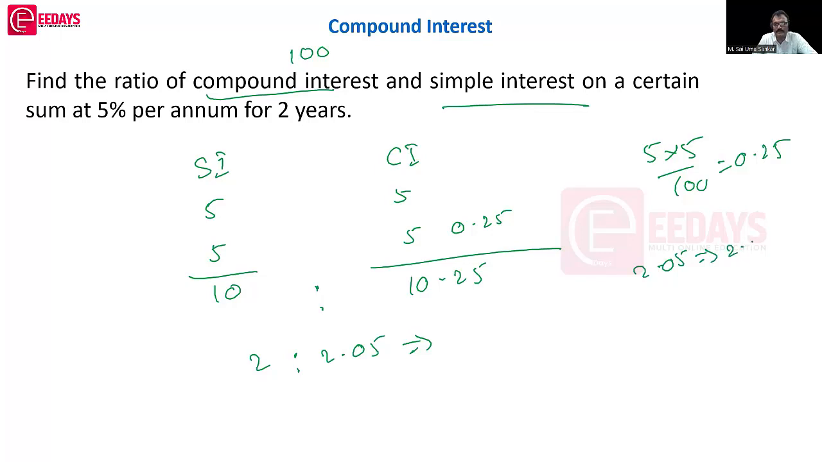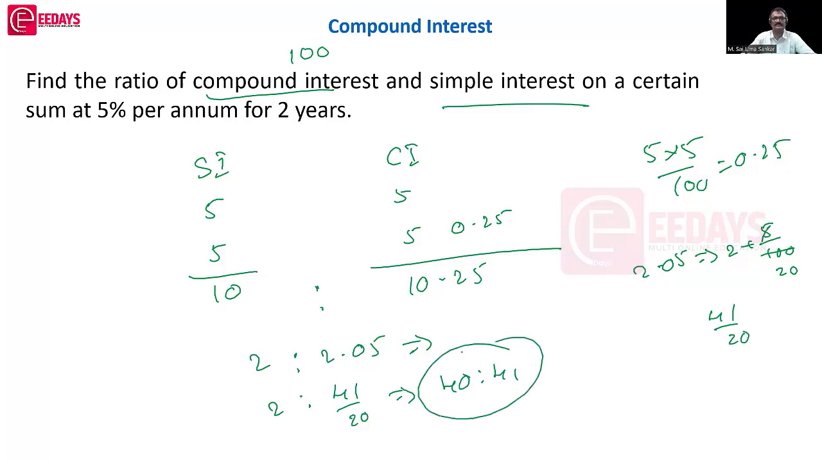Or ఇంకా మీకు కావాలంటే, ఇక్కడ 2.05, this is equal to 2 plus 5/100, this is equal to 20. So this is equal to 41 by 20. So 2 is to 41 by 20. So that implies 40 is to 41, which is required answer. That's it.